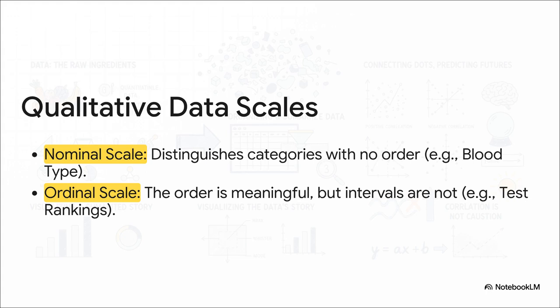And the same thing goes for our categorical data. Something on a nominal scale is just a label. Think blood types, A, B, O. There's no ranking. One isn't better than the other. But with an ordinal scale, the order is everything. Think about grades, A, B, C, D. An A is definitely better than a B. But here's the catch. The gap in knowledge between an A and a B might be tiny, while the gap between a C and a D is huge. The order matters, but the space between them doesn't.